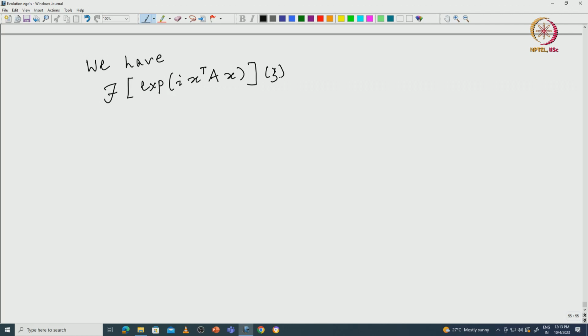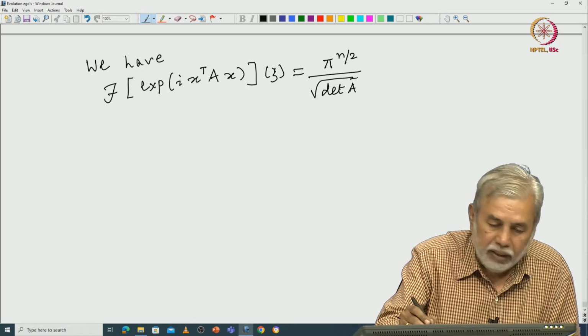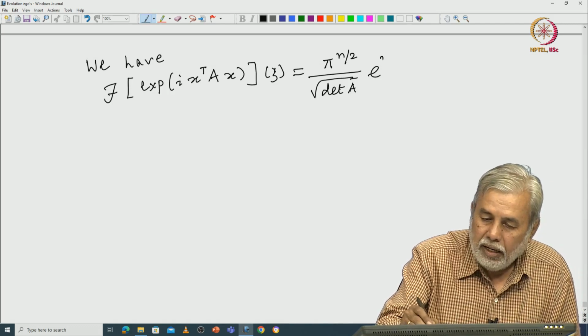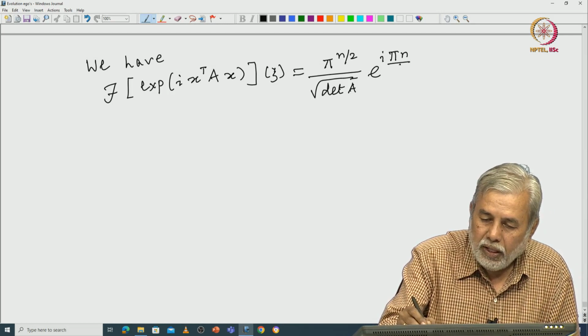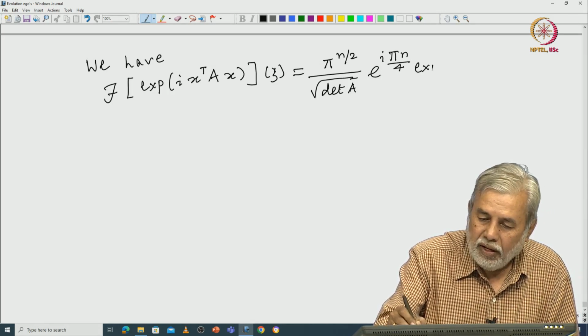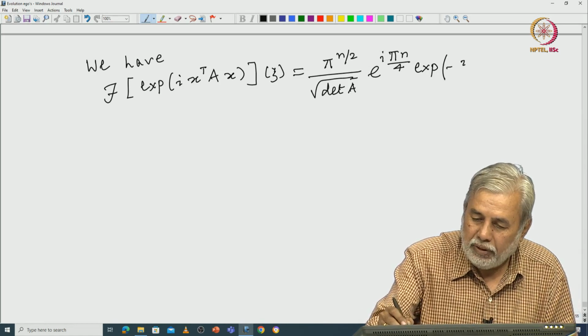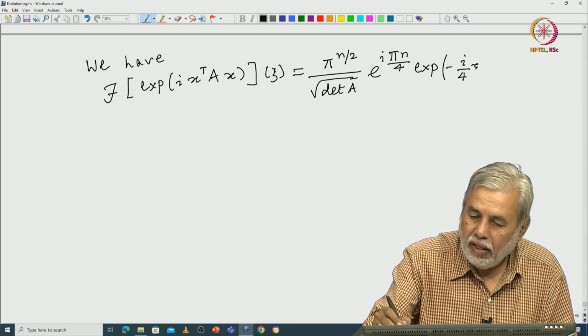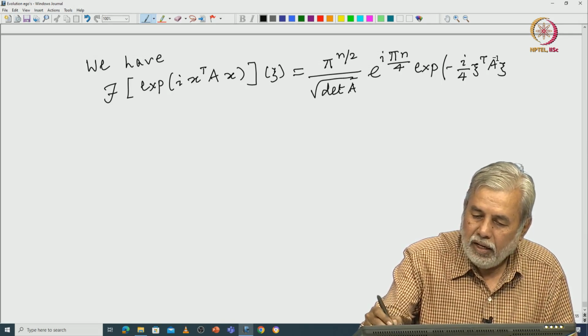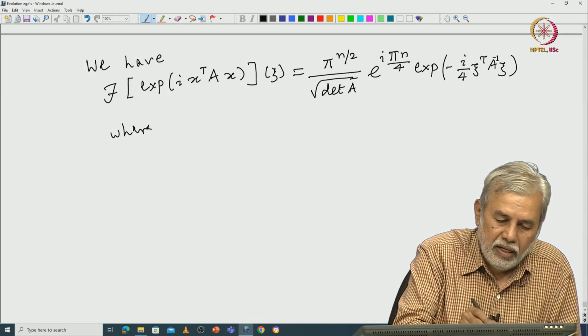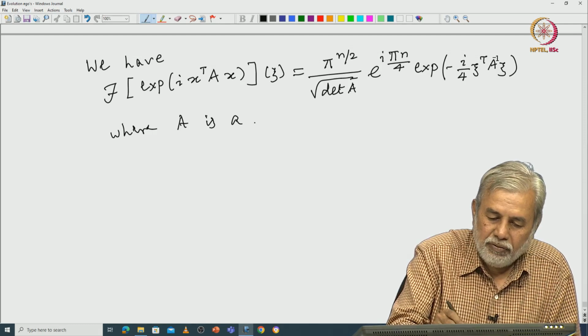Remember this is only a tempered distribution. Again this constant of pi may vary depending on the Fourier transform you use. This is determinant of A, e to the I pi n by 4, exponential of something. It is very much similar to a Gaussian, but only with this factor I, where A is a symmetric positive definite matrix.